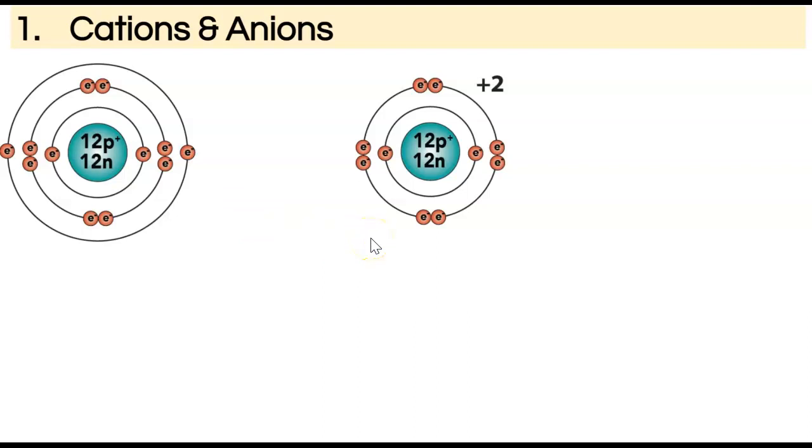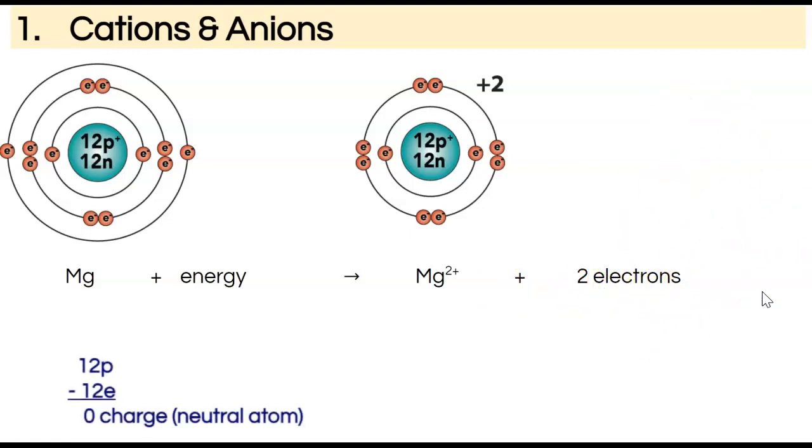And so it's easier to lose 2. When it loses those 2 electrons, we see that outer shell gone. But then instead of having 12 electrons, it only has 10 electrons, right? And so what we create here is a magnesium cation, and then the 2 electrons are somewhere else doing other work.